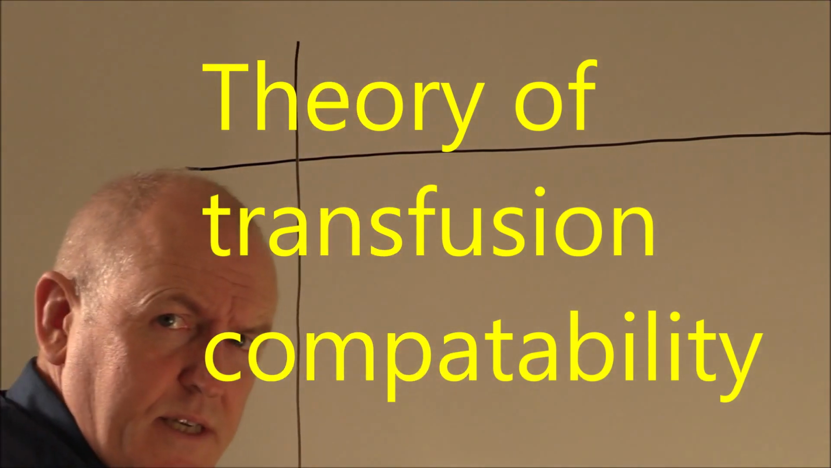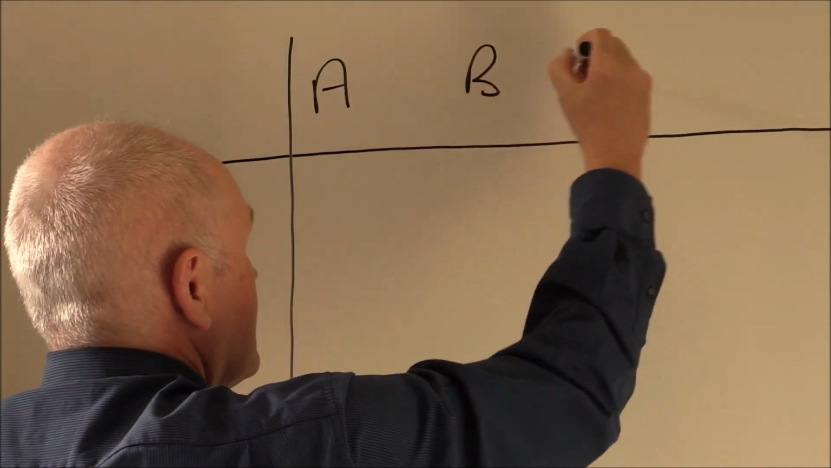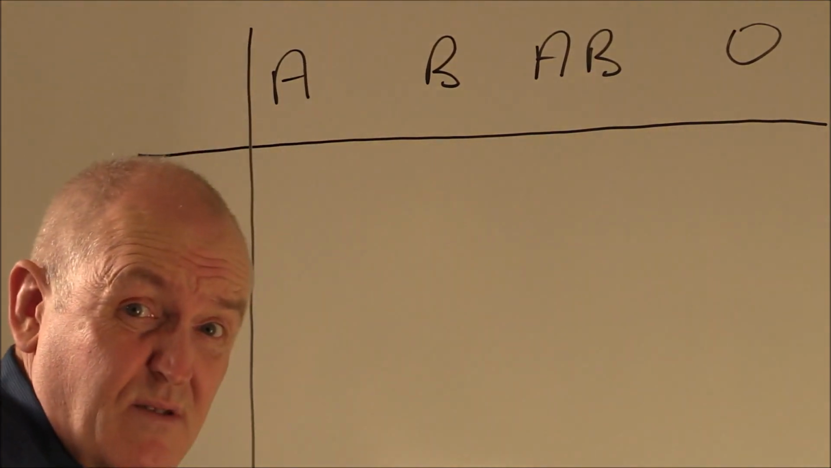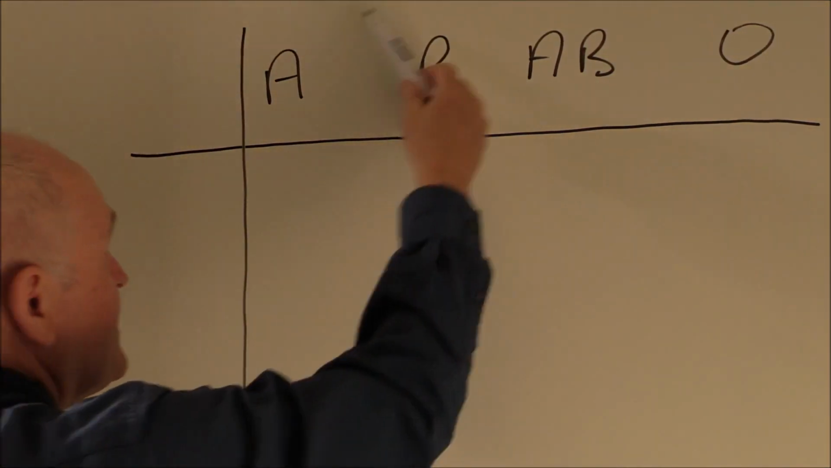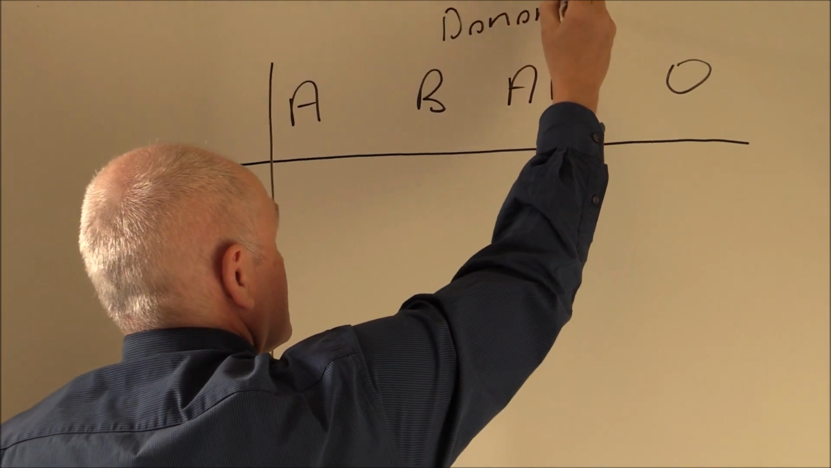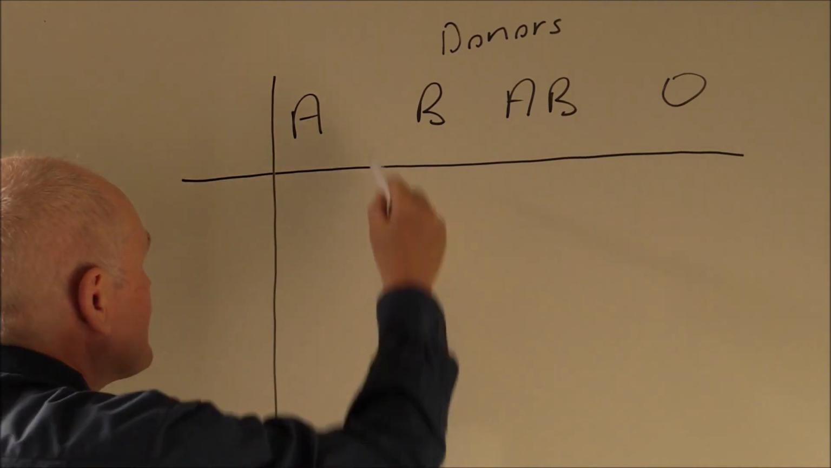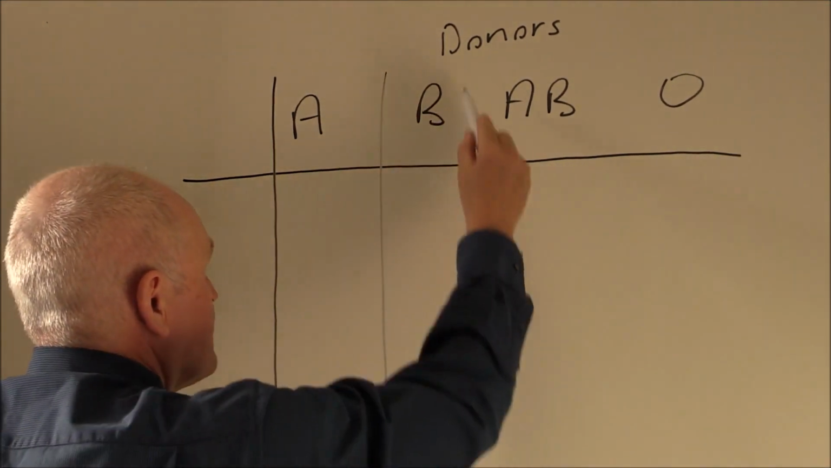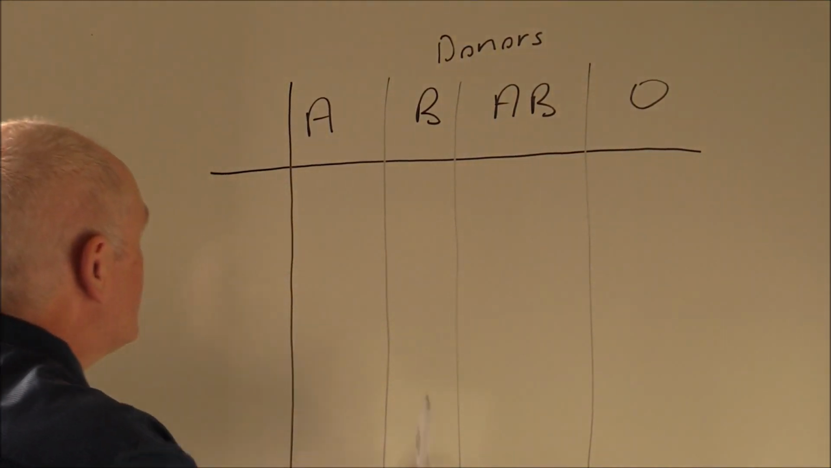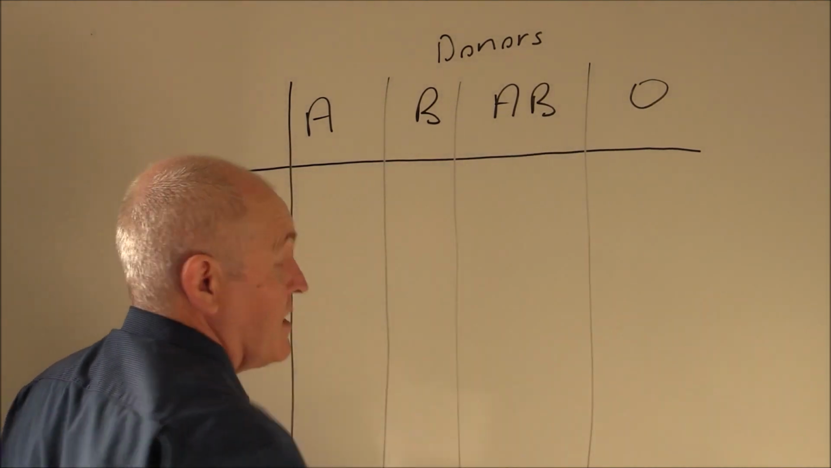What I'm doing here is I'm considering groups A, B, AB and O, or group 0. And I'm going to imagine that these are the donors, these are donors who are giving their blood. And we need to develop a chart. So people can be giving blood when they're blood group A, B, AB or O.